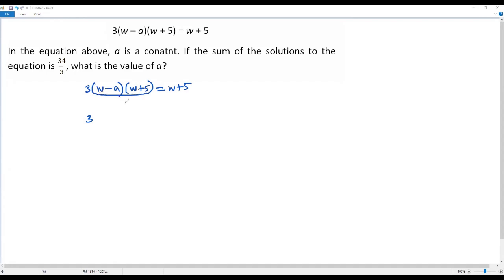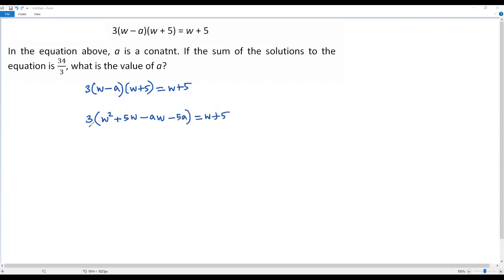Now we can multiply these two binomials using the FOIL method. Let's multiply the first terms, w times w, that is w squared. Outer terms: w times positive 5 is positive 5w. Inner terms: negative a times w is negative aw. Last terms: negative a times positive 5 is negative 5a, equals w + 5.